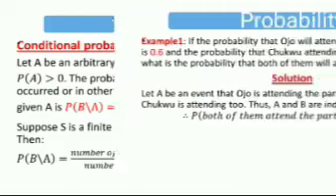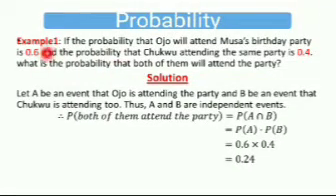Now, let's look at some examples. Example 1. Here, the probability that Ojo will attend Musa's birthday party is 0.6, and the probability that Chuku will attend the same party is 0.4. What is the probability that both of them will attend the party?